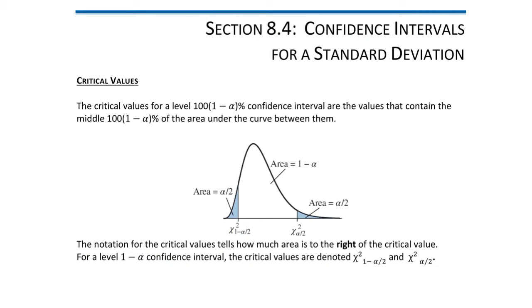Notations for critical values. So if this area represents 1 minus alpha, sum of these two areas is alpha and each the shaded area is alpha over 2. The notation for the critical values are like chi-square alpha over 2, chi-square 1 minus alpha over 2. This tells us how much area is to the right side of the critical value.